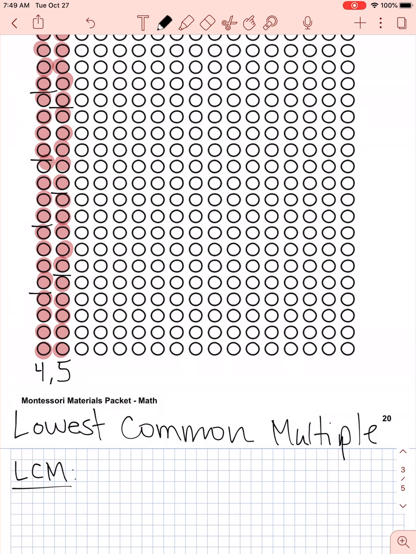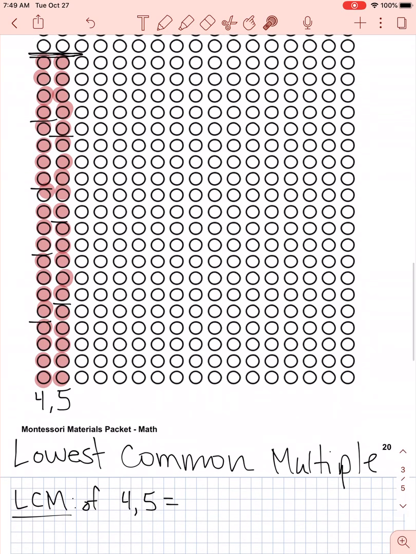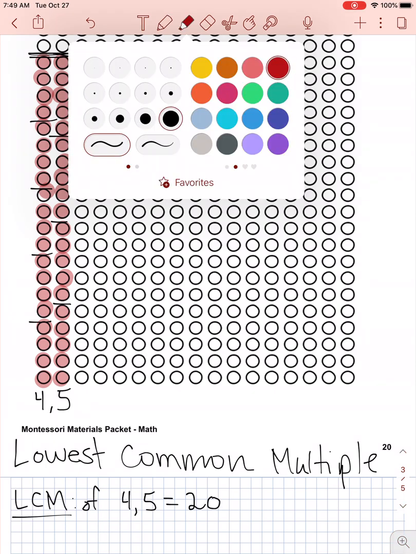Lowest common multiple. And the lowest common multiple of 4 and 5 is, let's see here, 5, 10, 15, 20. 20 is the lowest. See what I did there? Just count by fives: 5, 10, 15, 20. The lowest common multiple of 4 and 5 is 20. That's the lowest common multiple.